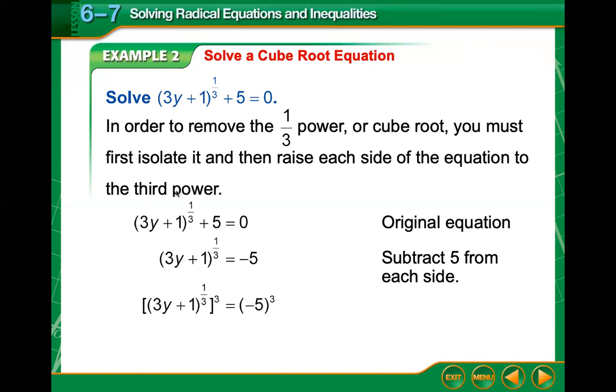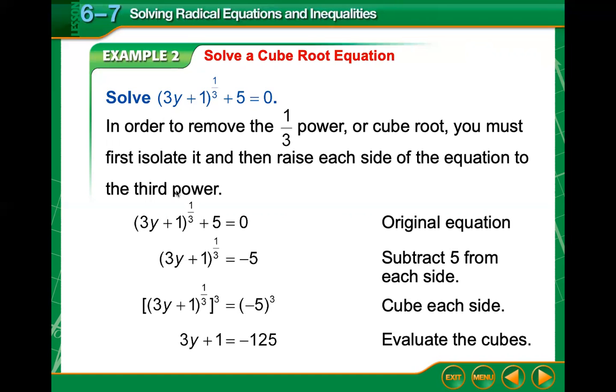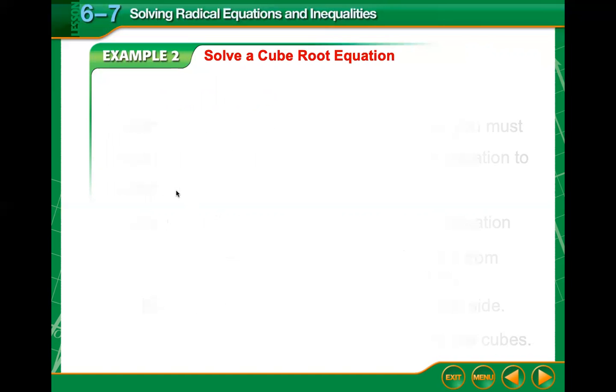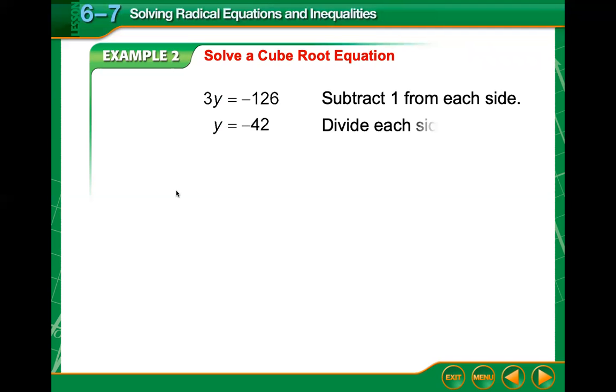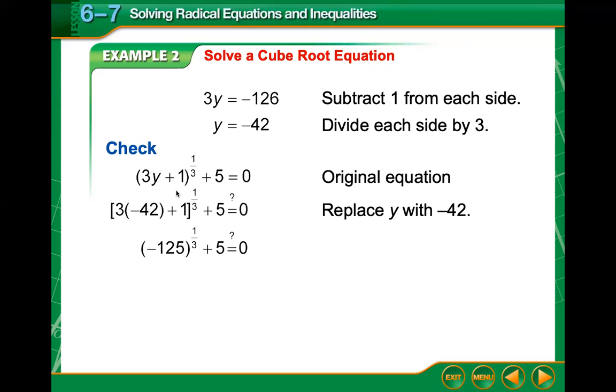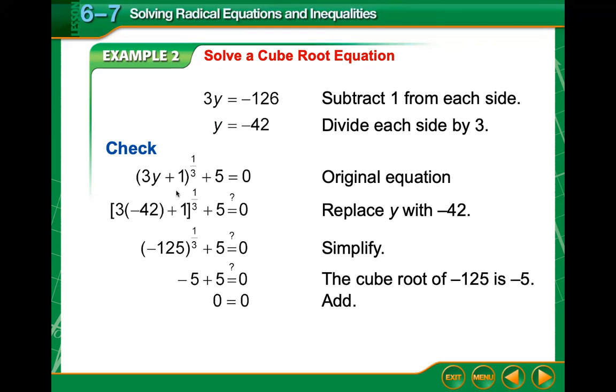After we subtract 5 from both sides, we're then going to cube both sides and get 3y plus 1 equals negative 125. Then we get 3y equals negative 126 by subtracting 1 from both sides, and divide by 3 to get negative 42. We plug in and check our work, and we find that it is true. So the answer is negative 42.